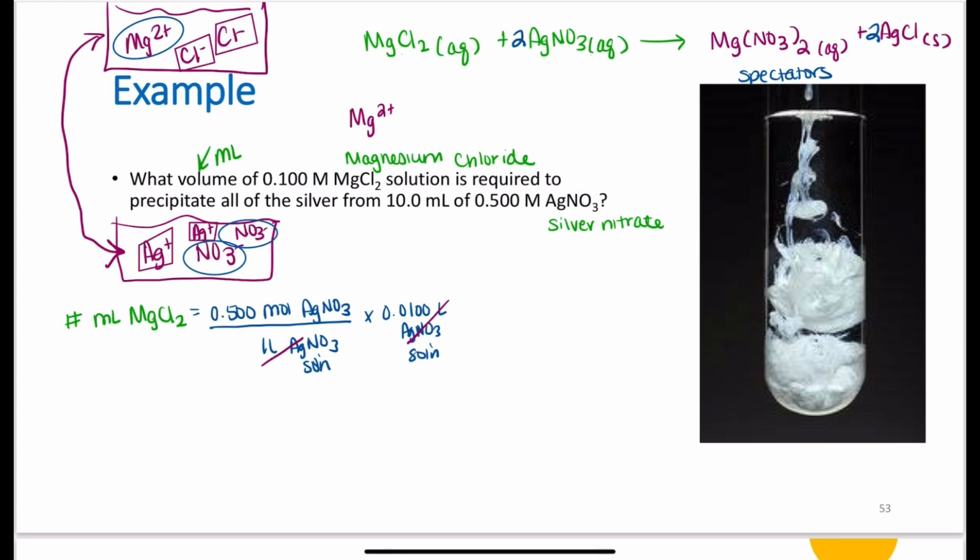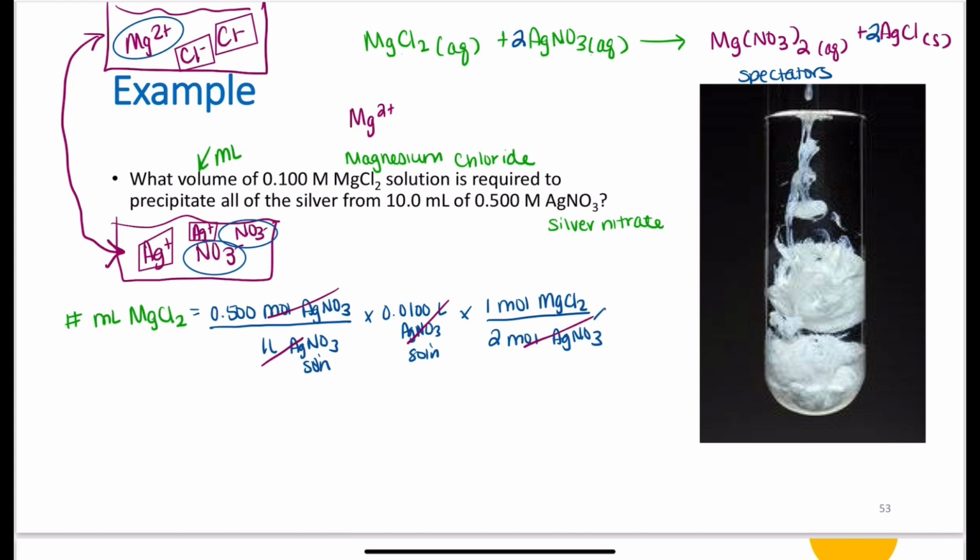Now I can use my balanced equation to calculate moles of magnesium chloride, because that's what I'm trying to solve for. I'm trying to find mils and I need to go through moles to get there. I see that it's 1 mole magnesium chloride reacting with 2 moles of silver nitrate. That cancels out my moles of silver nitrate and I have moles of magnesium chloride.